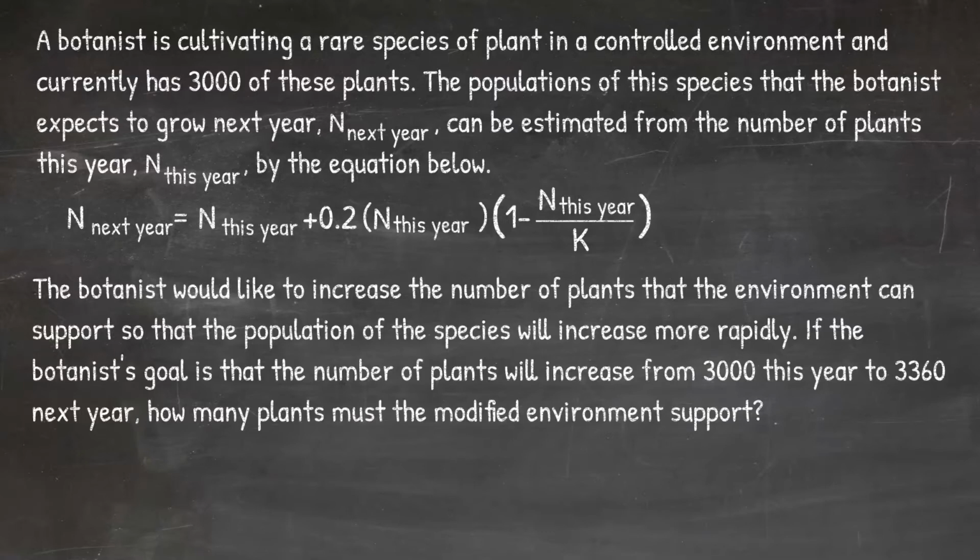The botanist would like to increase the number of plants that the environment can support so that the population of the species will increase more rapidly. If the botanist's goal is that the number of plants will increase from 3,000 this year to 3,360 next year, how many plants must the modified environment support?